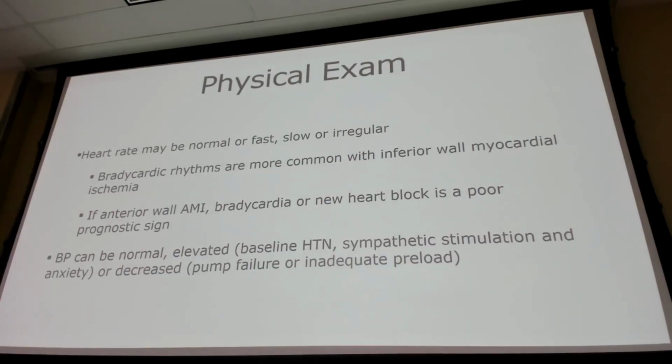So, heart rate could be normal, fast, slow. If it's slow and they're having acute coronary syndrome, that's more concerning in that patient. And we see that more with inferior wall MIs.